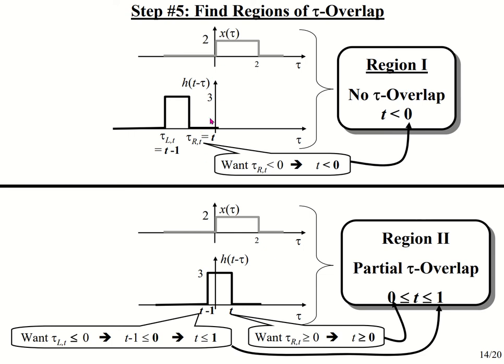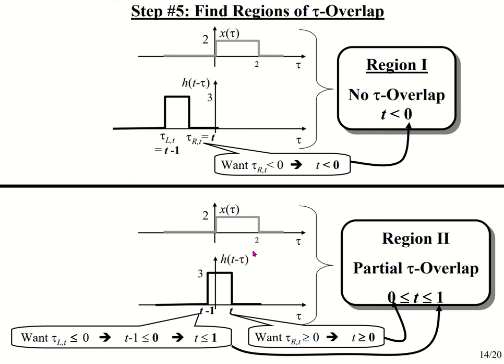So we will be having three conditions, in fact four conditions. The first condition is when h is on the left side in such a manner that no overlap exists between h and x. In that case the convolution result is going to be 0. So that's understood. Let's call this situation 1.